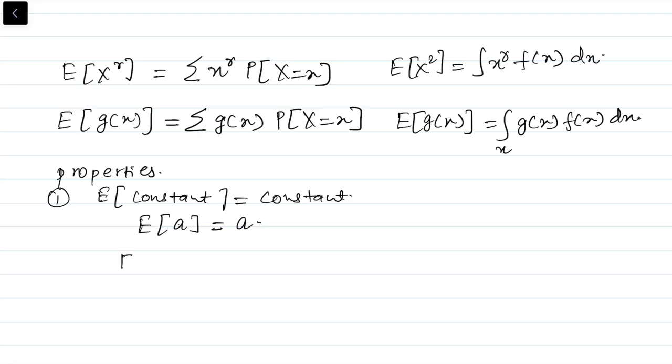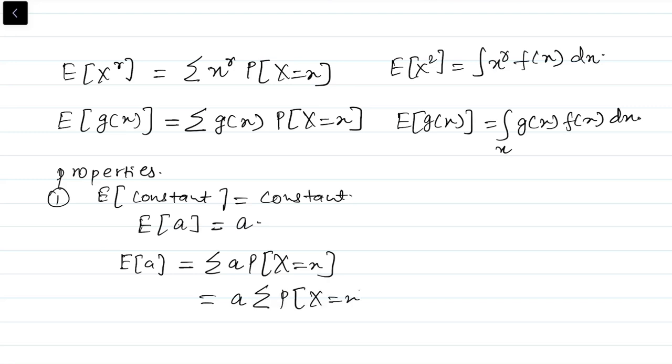You can write expectation of a as summation a times probability, right? Whatever is in the bracket of expectation, we'll multiply that with the probability. So we can take a outside of the summation, because a is constant and the summation of probability is simply 1. So this is a times 1 is a. All right, and similar is the proof in continuous as well. You can simply replace summation with integration.